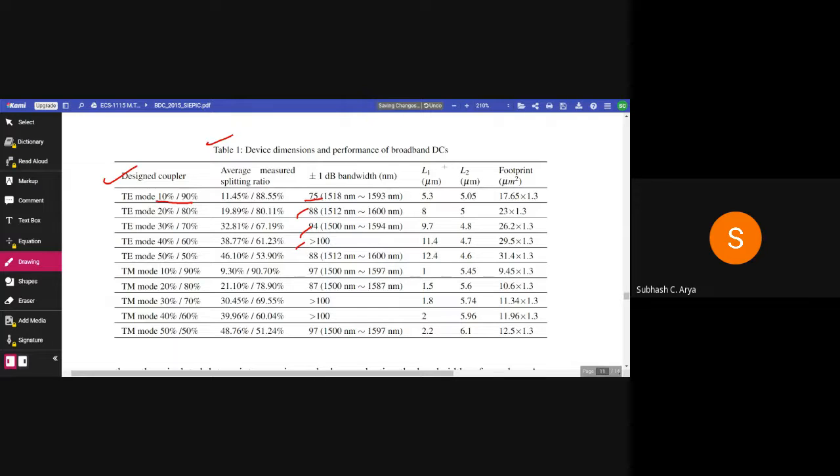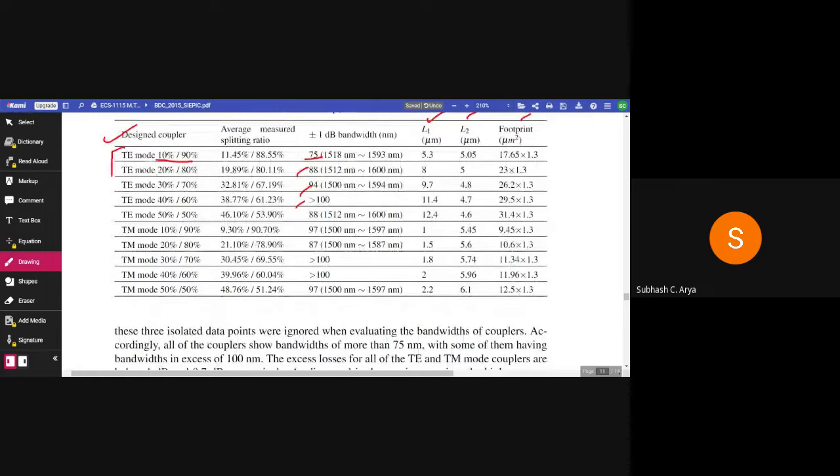And these are the length of the symmetric waveguide, and this is the asymmetric waveguide, and this is the footprint. That is also very important: how much area this device covers on the wafer. So first, the 1, 2, 3, 4, 5 configurations are for TE mode, and the rest 5 for TM mode. So we can see more or less this footprint size is lesser for TM mode compared to TE mode.